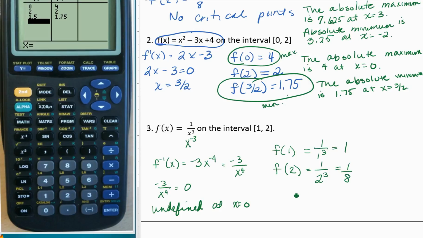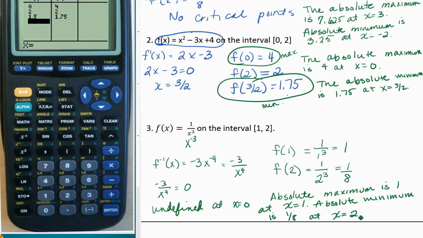So here we would say our absolute maximum is 1 at x equals 1, and our absolute minimum is 1/8 at x equals 2. Okay, so if you have a closed interval and you're asked for the max and min, you have to plug in the critical points and the endpoints, and you're plugging those back into the original function.